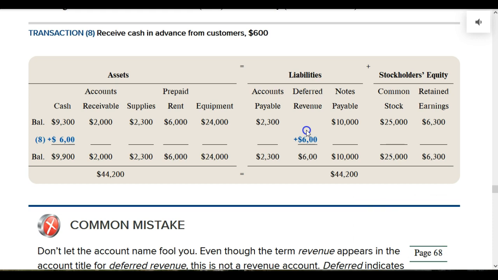Okay? Same way here. Cash came in the door. We owe a service to our customers. It's a liability. This one's sort of odd, but that's what it is. We call it deferred revenue. Don't let this title confuse you. Don't try to put deferred revenue under retained earnings. Deferred revenue means we have not earned it. We owe a service to a customer. Okay? Everything is still in balance. 44.2 on one side, 44.2 on the other.